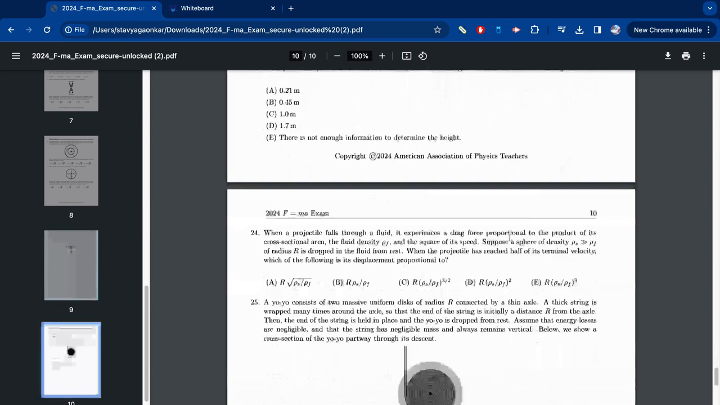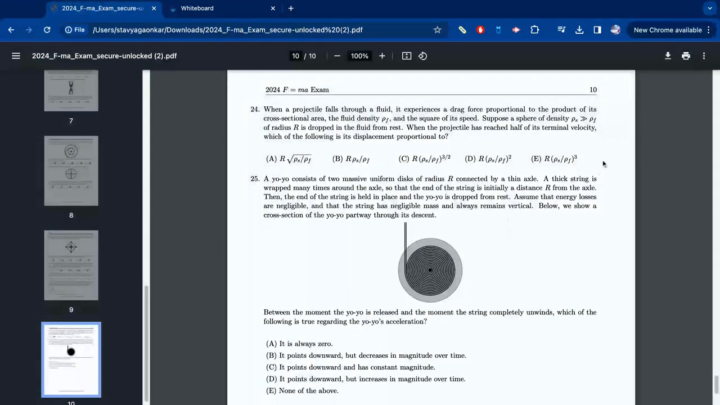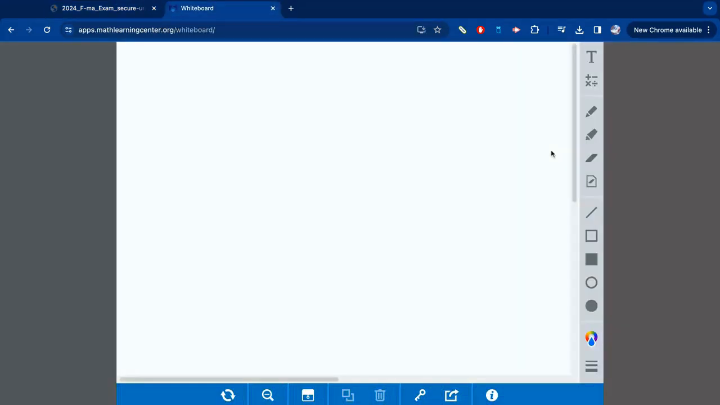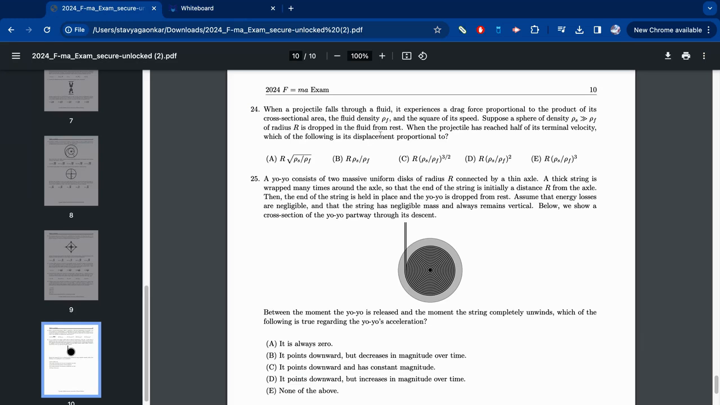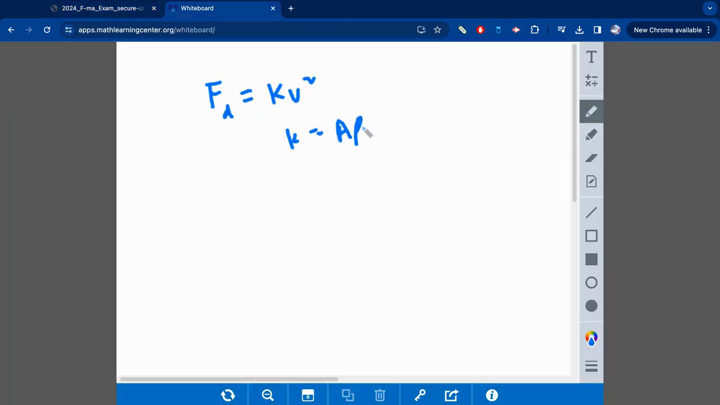Okay, moving on to problem number 24. So when a projectile falls through a fluid, it experiences a drag force proportional to the product of its cross-sectional area, the fluid density rho f, and the square of its speed. Okay, so basically we have the drag force. It's going to be k v squared, where k is the cross-sectional area times the fluid density.